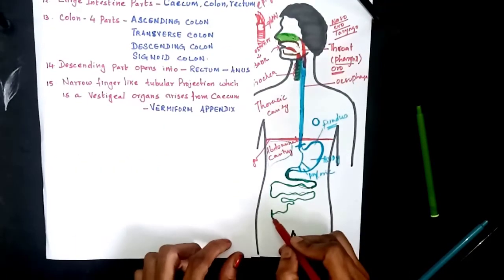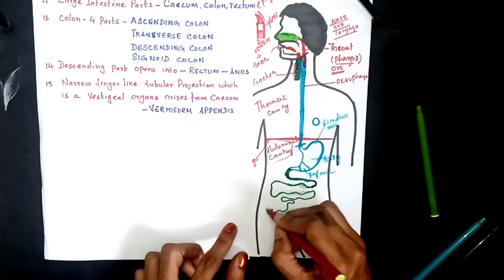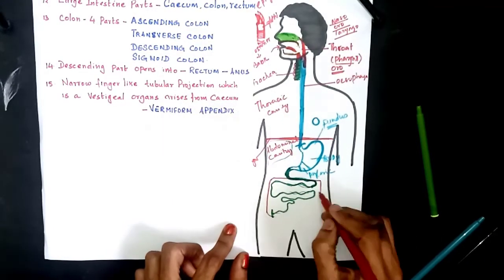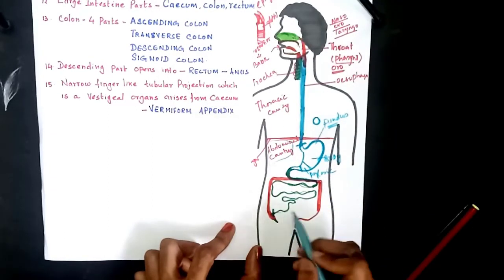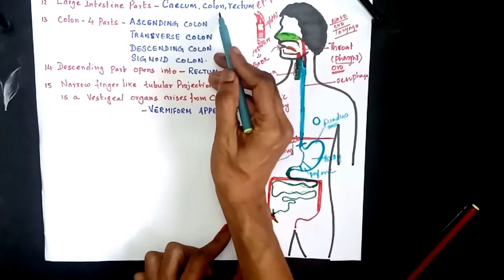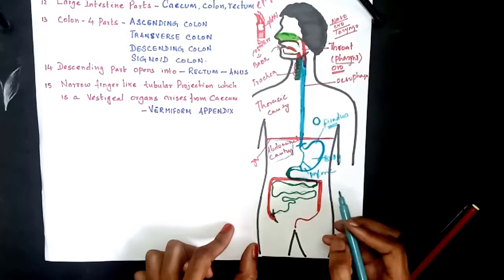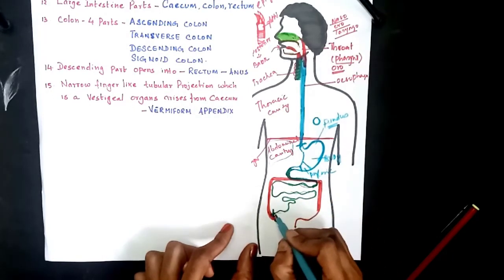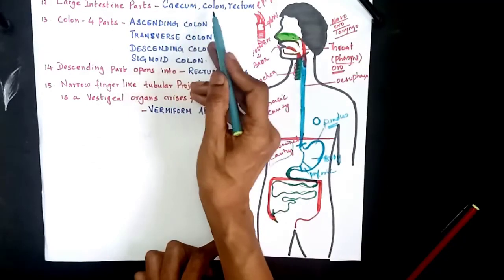The ileum opens into the large intestine. From here the large intestine starts, I will draw it in red. Here the ileum opens into the large intestine. The large intestine has three parts: cecum, colon and rectum.